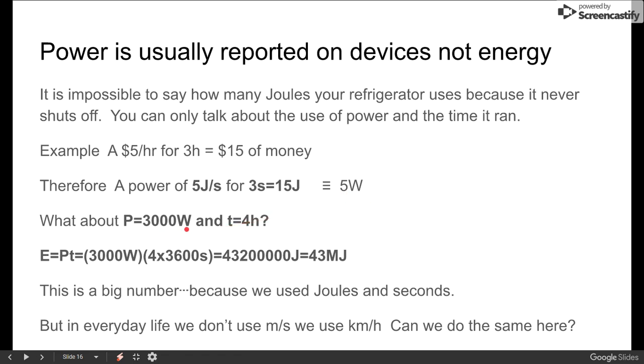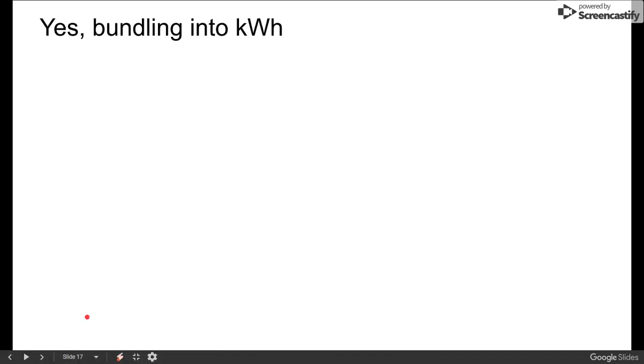What happens if you had 3,000 watts running for 4 hours? Then the 3,000 watts, you turn your 4 hours into seconds, and you get 43 million joules. Because this watt is a joule per second times seconds. Now this is a very large number. In everyday life, we don't use meters per second, we use kilometers per hour. So the same thing is going to happen to energy. We're going to bundle the energy into bigger units.